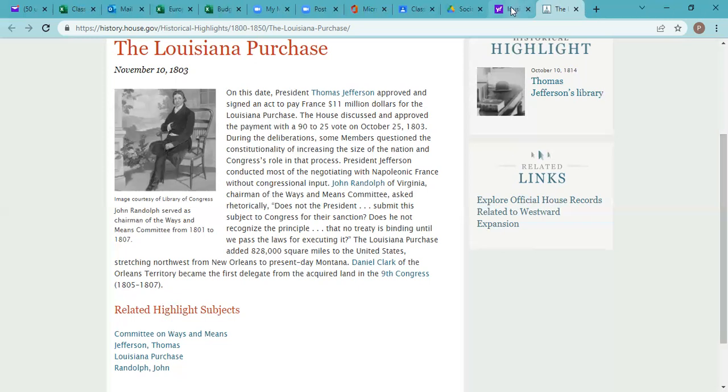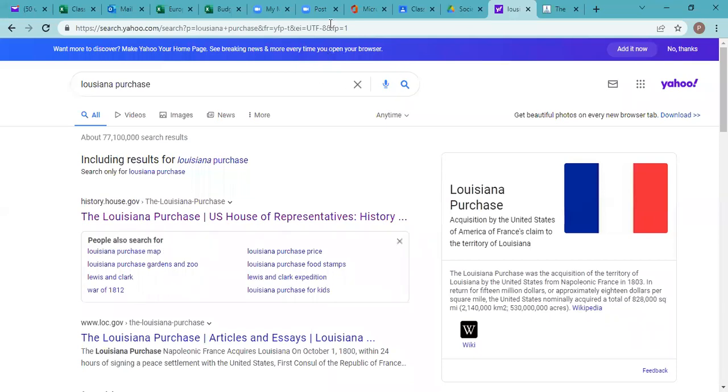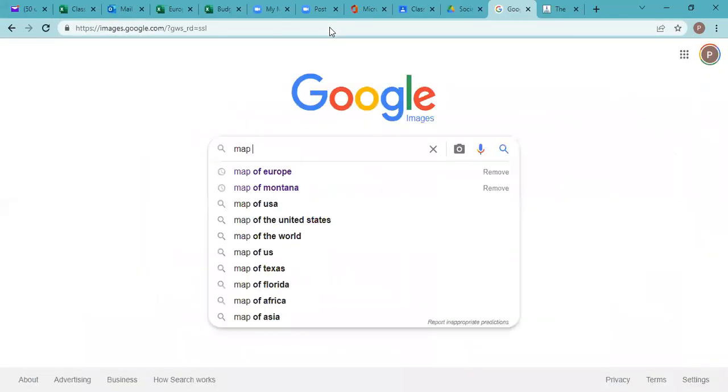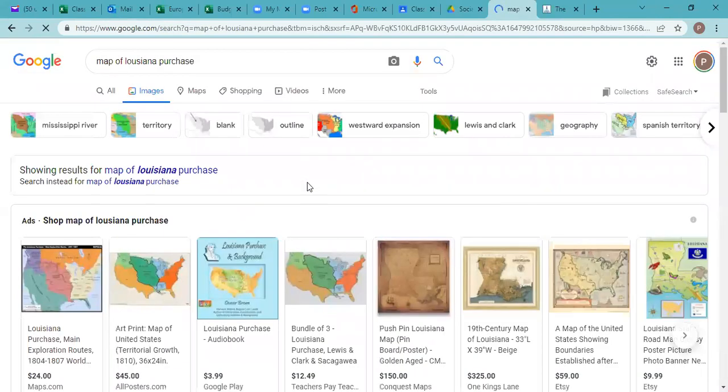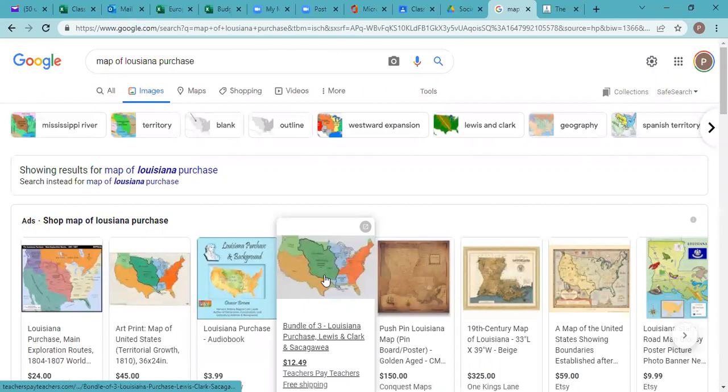So if we look at a map of the Louisiana Purchase, all right, let's see how this map looks.